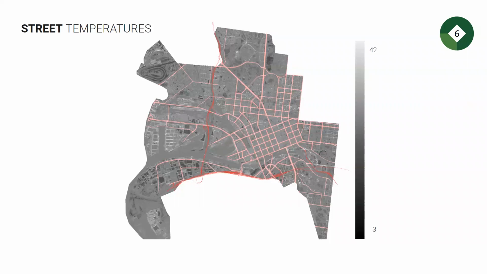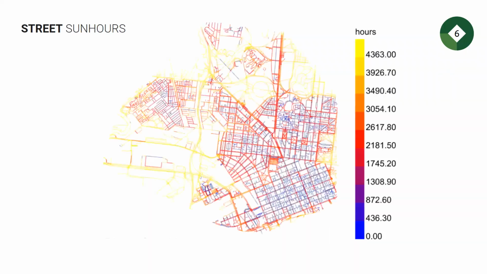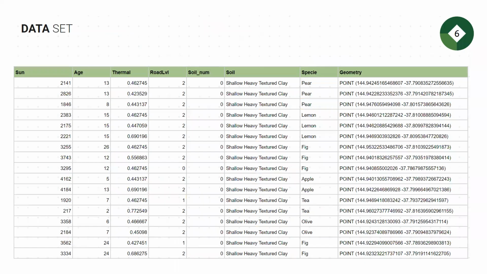This is the temperature map of the city of Melbourne. And we have located the sun hours for the city of Melbourne as well. And this is the combined dataset that we will be using for the classification model.